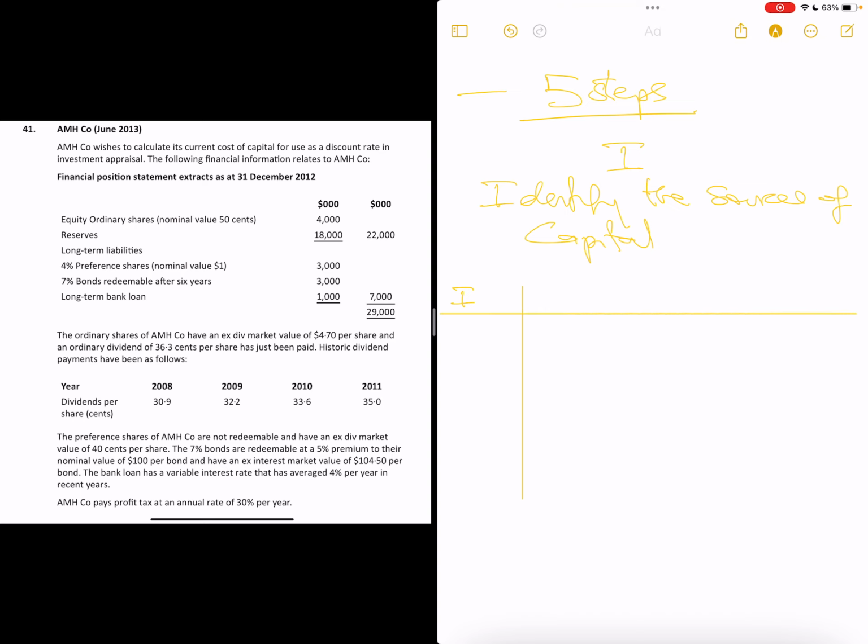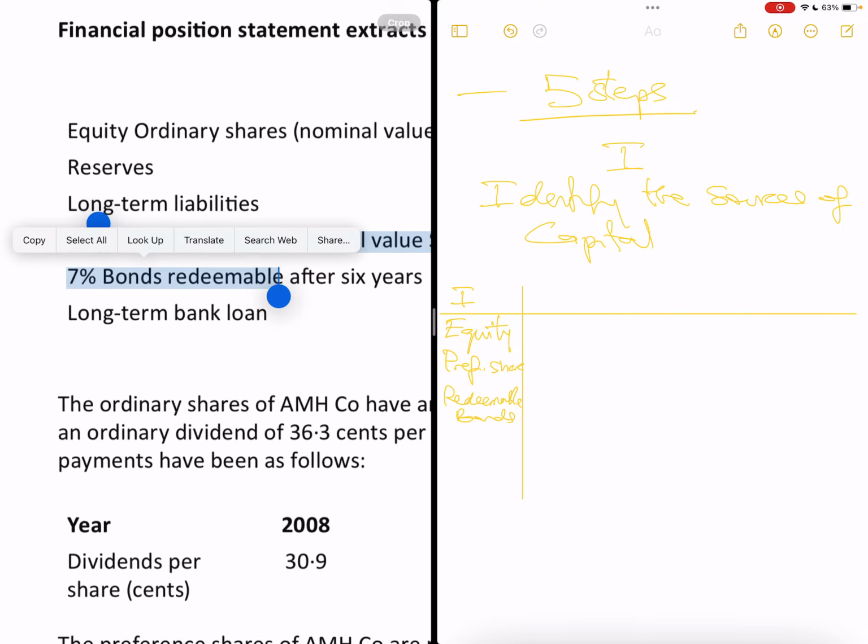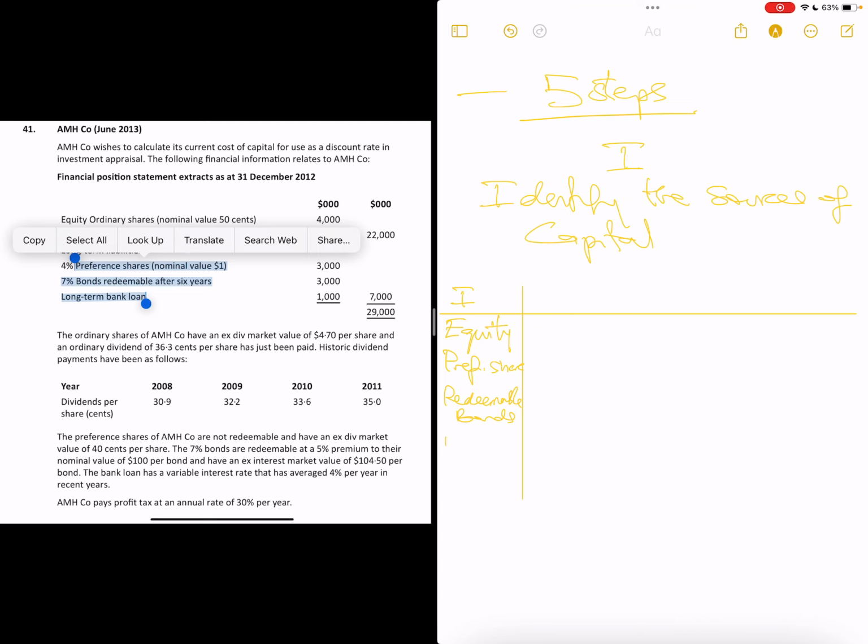So step 1, what are the sources of capital? If we check it, we'll see that there's equity. What else do we have? We have preference shares. We have redeemable bonds. And lastly, we have bank loan. You can see there, we have bank loan. So this question has 4 types of capital. So we've passed step 1.